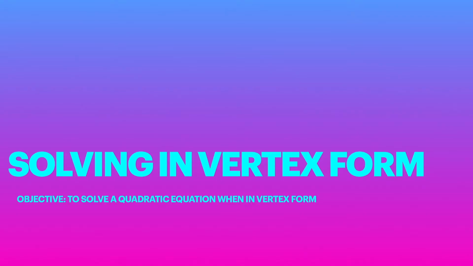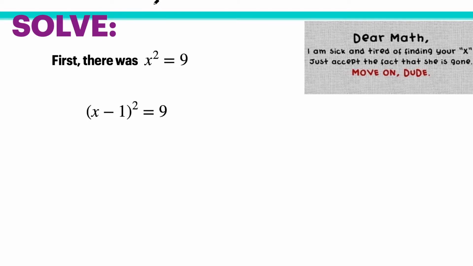In this video, we'll be solving quadratics in vertex form. First, there was x squared equal to 9, and whenever we solved it, we would take the square root of both sides because a square root and a square cancel, and we'd be left with x equals plus or minus 3.